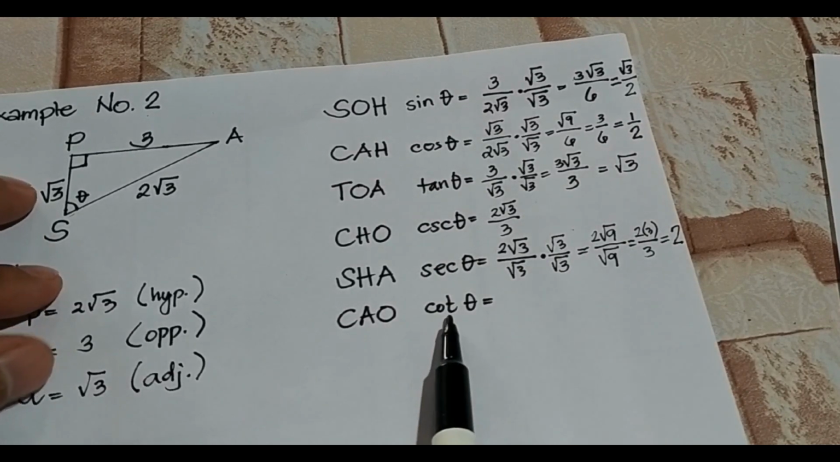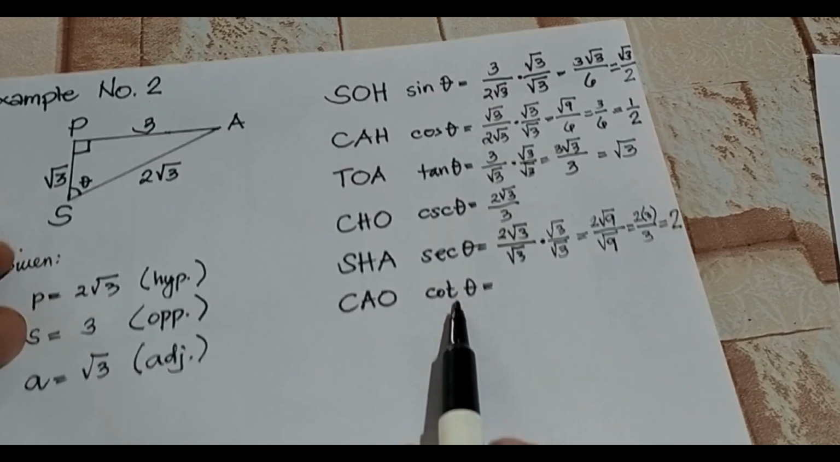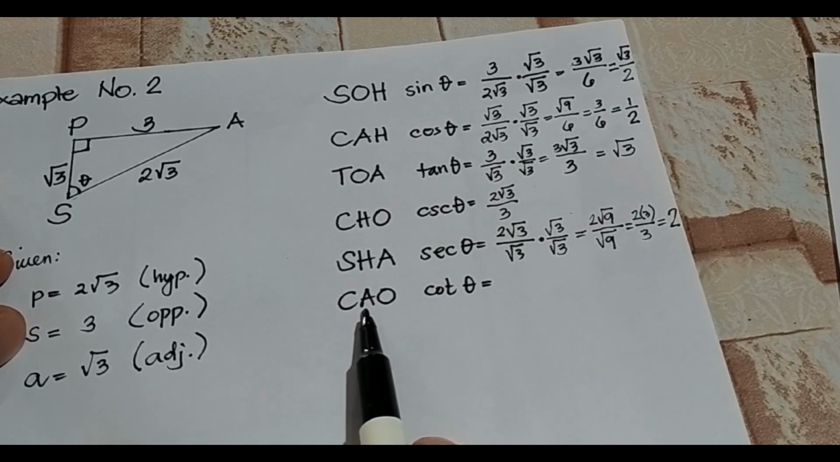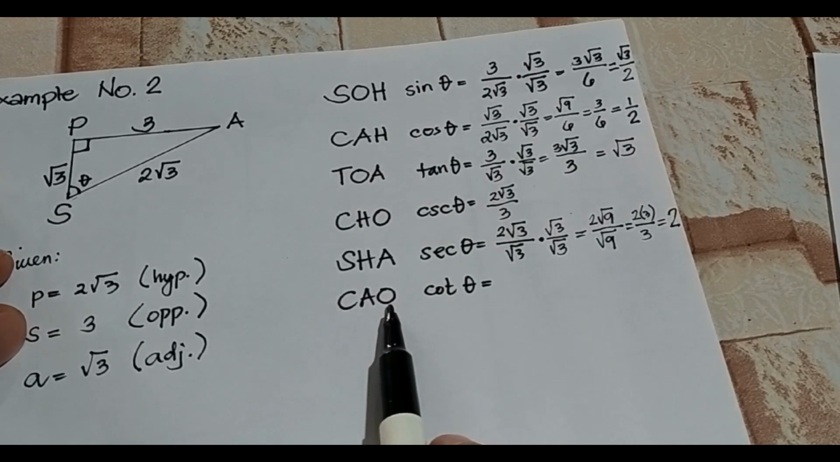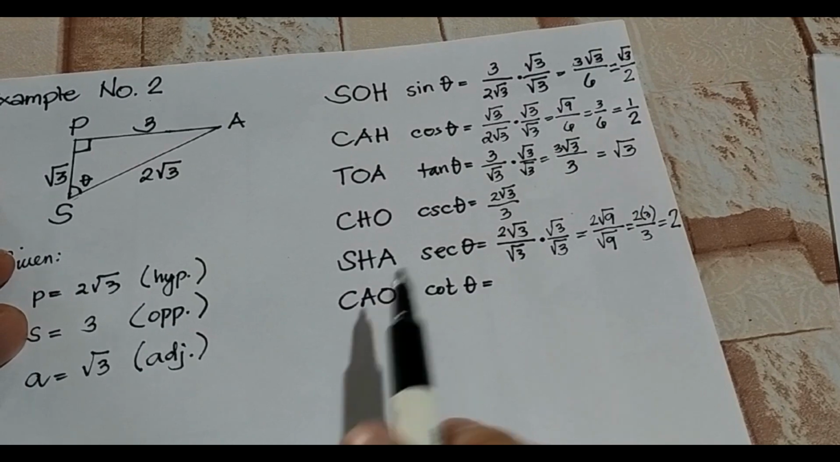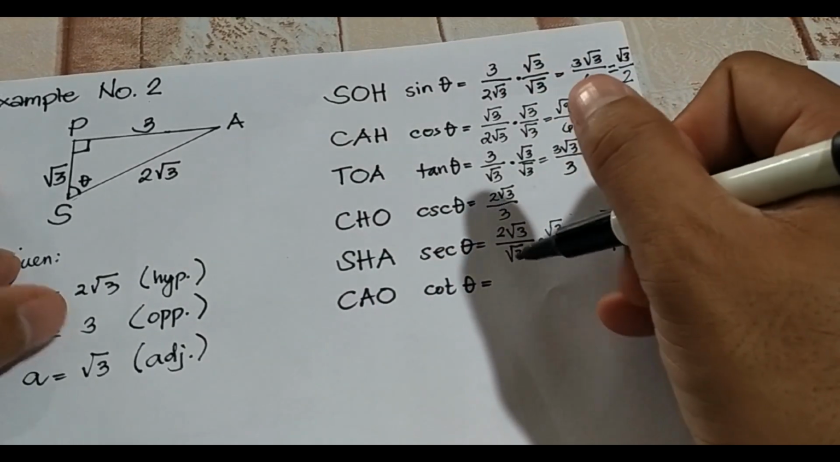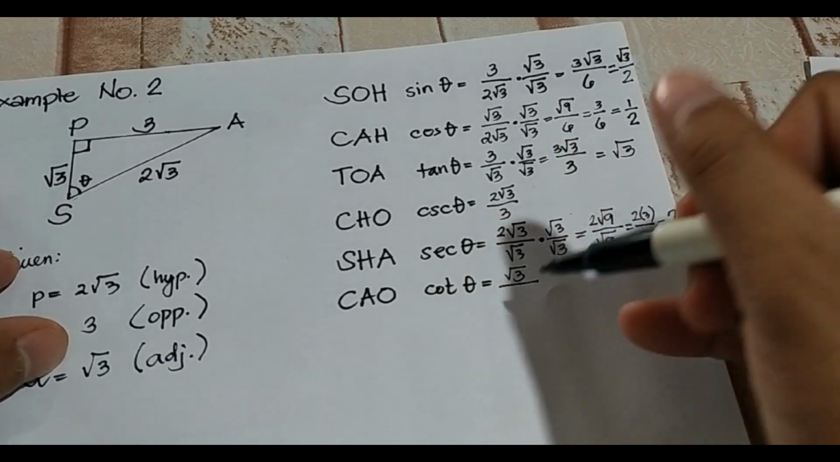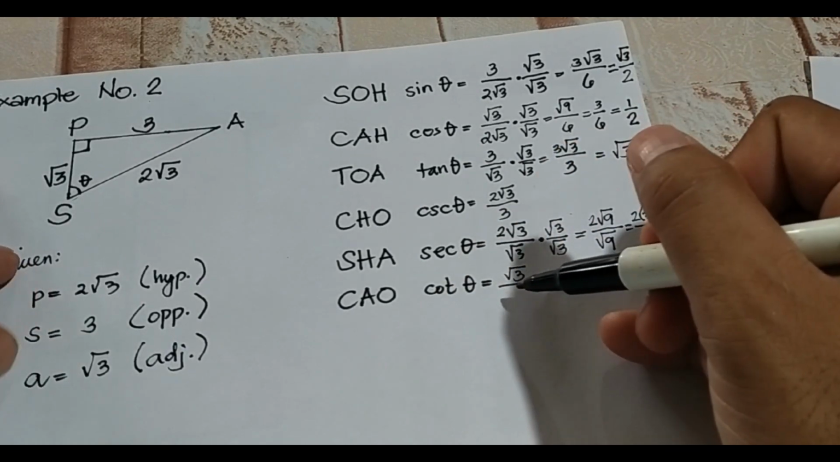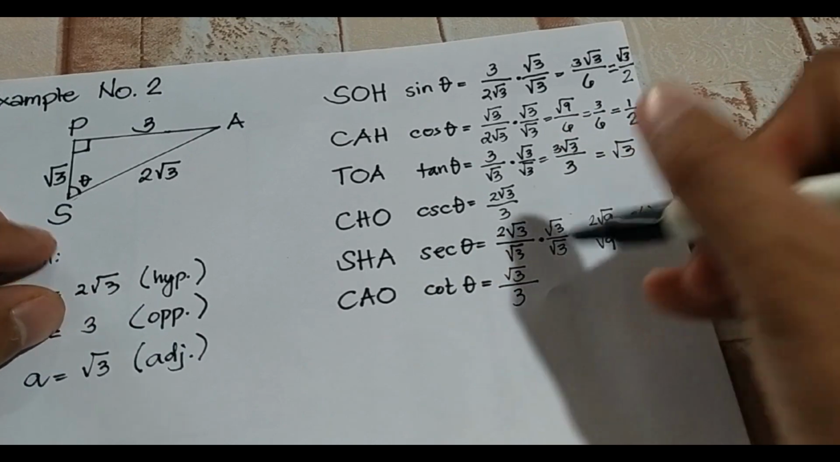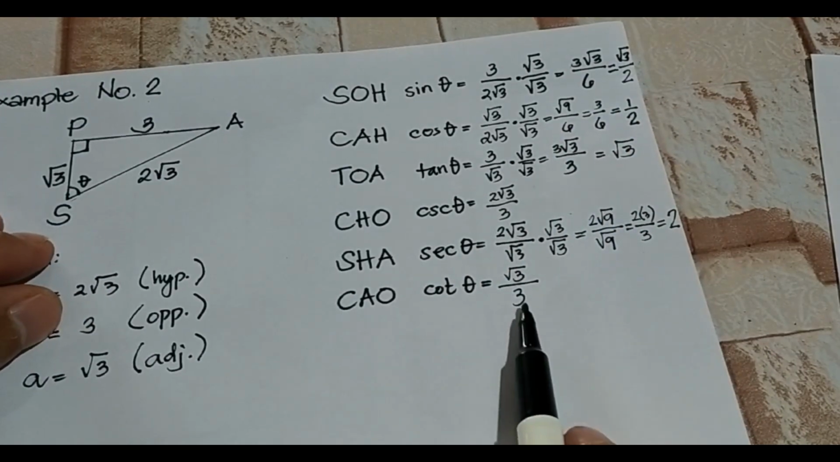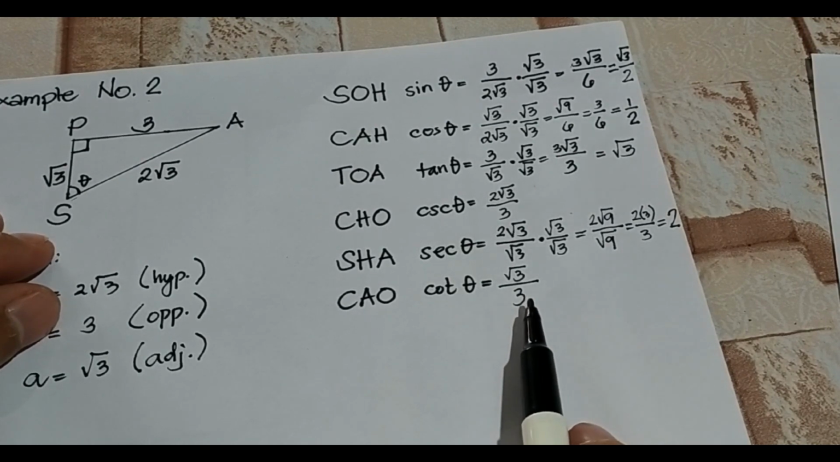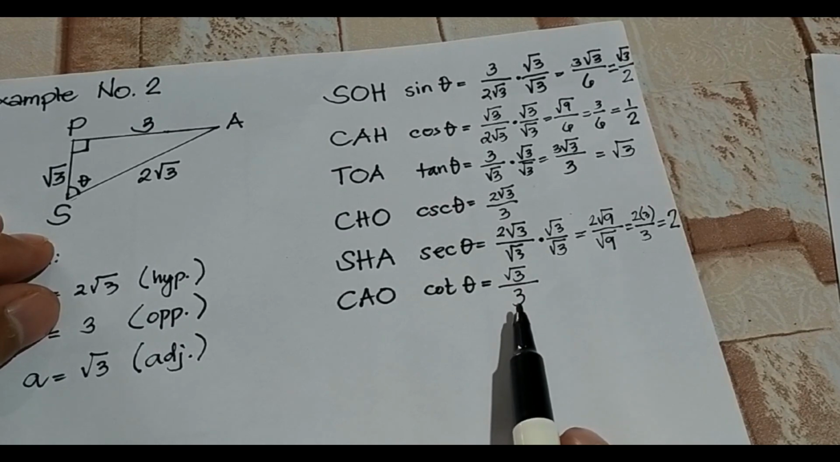Next, we have cotangent theta. For the cotangent theta, you have adjacent over opposite. So the value of our adjacent is square root of 3 over the opposite. What is the value of opposite? That is 3. Okay, since there is no radical sign in our denominator, we'll just leave it as the final answer, that is square root of 3 over 3.